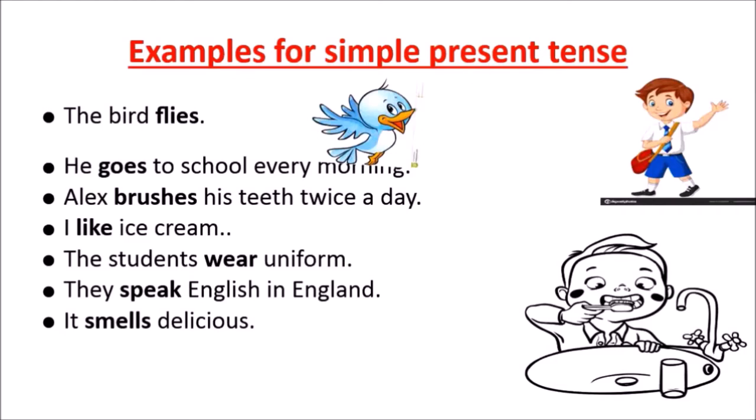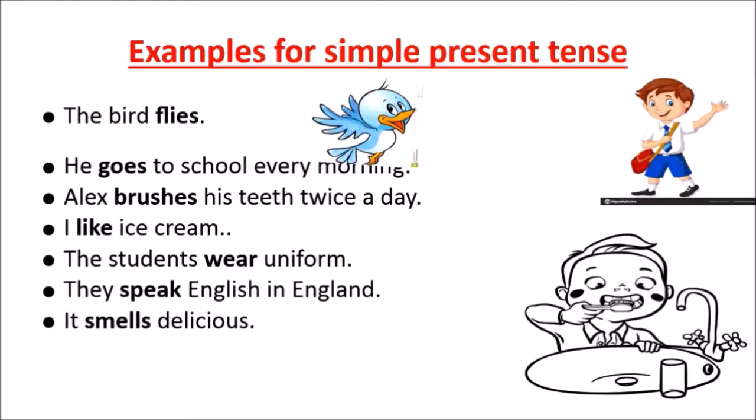They speak English in England. So it's a fact, right? People in England mostly speak English. That's their mother tongue. So they refers to a group of people, the people of England. So it's already plural. That's why the verb is in the base form. So clear? Next, it smells delicious.